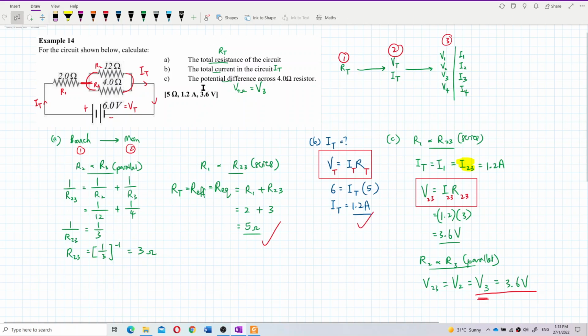And C, the potential difference across the 4 ohm. The potential difference across 4 ohm is V3, which is 3.6 volt. That's correct also. So that's my strategy for solving series and parallel resistors. It's almost the same strategy for series and parallel capacitors, just that right now I use Ohm's law, V equal to IR, instead of Q equal to CV.